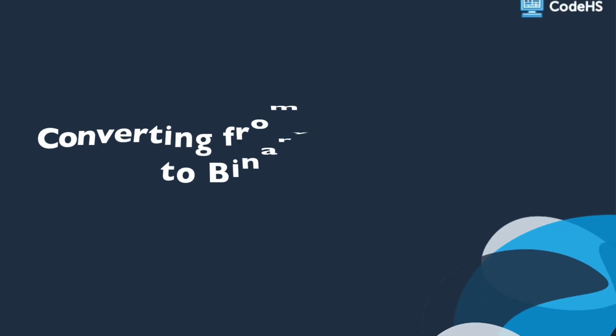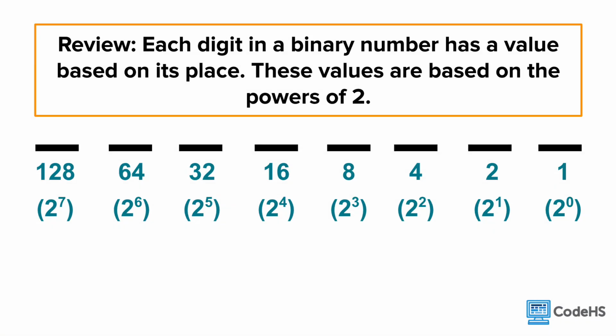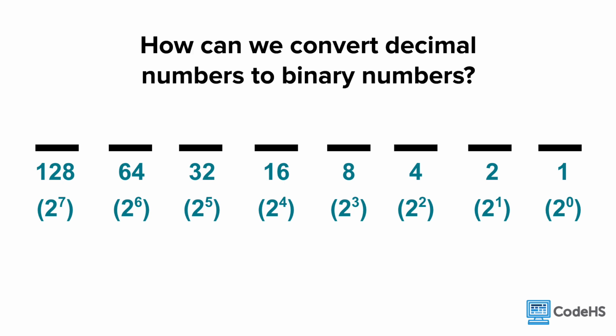Hi, in this video, we'll learn how to convert from decimal to binary. As a review, each digit in a binary number has a value based on its place. These values are based on the powers of 2. So you've probably been waiting on the edge of your seat for the answer to this question. How can we convert decimal numbers to binary numbers?